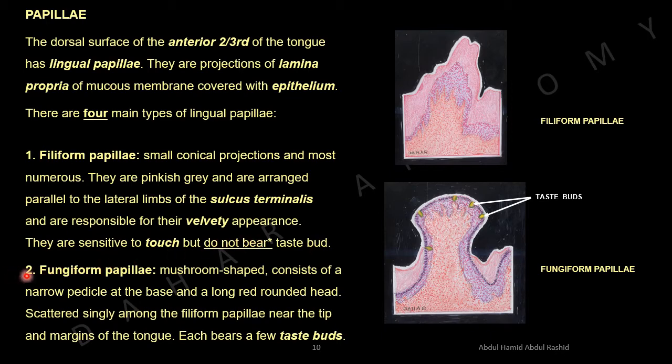The second type is called fungiform papillae. This is the one. Mushroom shaped, consists of a narrow pedicle at the base and a long red rounded head. They are scattered singly among the filiform papillae near the tip and margins of the tongue. Each fungiform papilla bears a few taste buds. So fungiform papillae have taste buds, filiform do not.